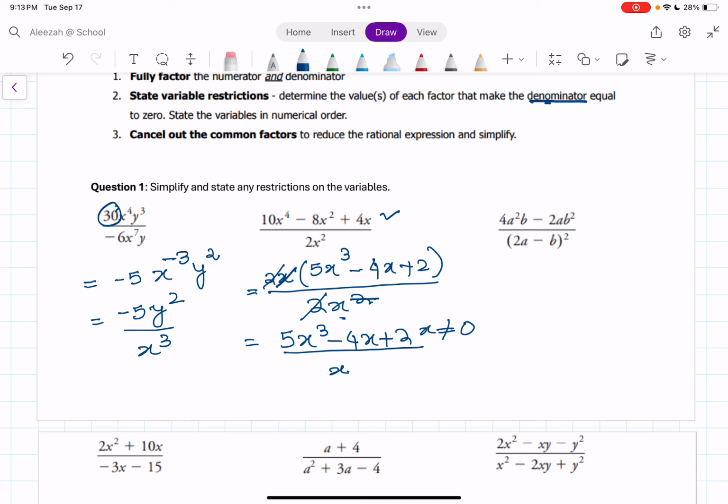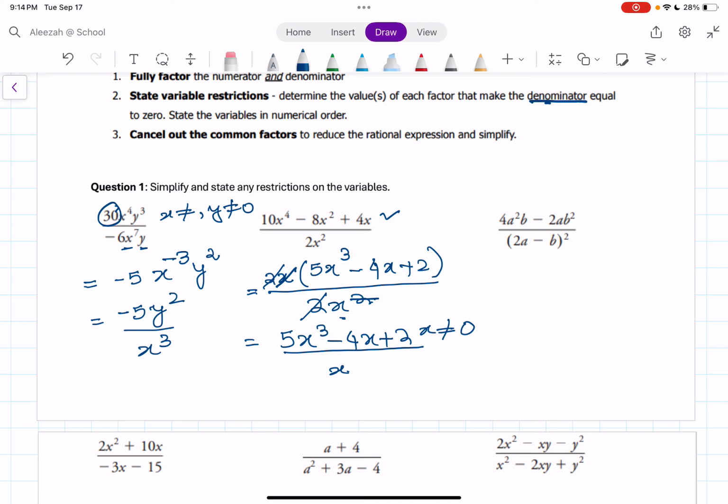Before I do the next one, just look at the previous one here. The restrictions will be here. We have two variables, x and y. So the restrictions will be x is not equal to 0 and y is not equal to 0. Okay, now look at the next one.